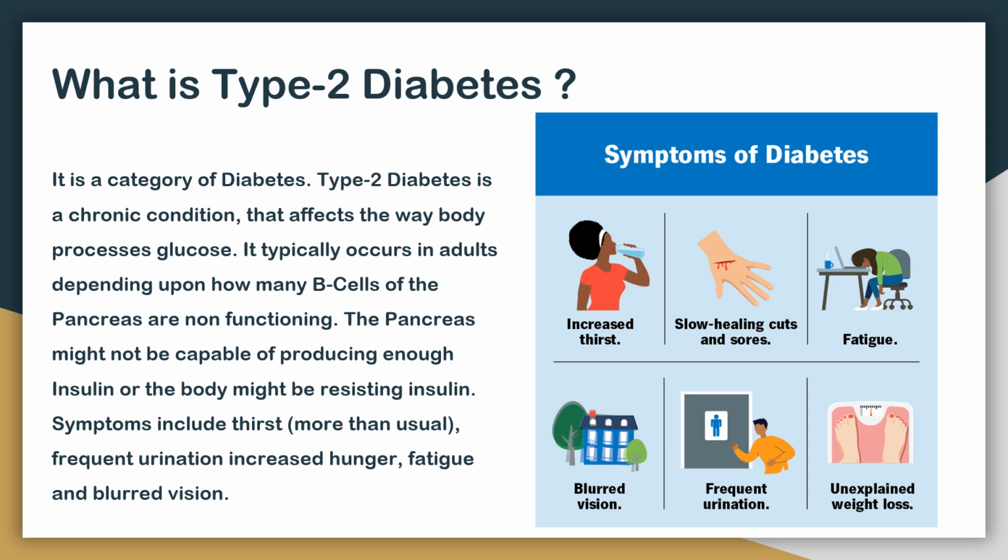Symptoms include thirst, like you want water every second more than usual. Frequent urination, like you want to sit in the washroom for the whole day. Increased hunger, if you are feeling hungry every hour or every 2 hours. Fatigue, you just become unconscious. And blurred vision, like you cannot trust what you are seeing. Blurred vision is basically a symptom of eye cataract.